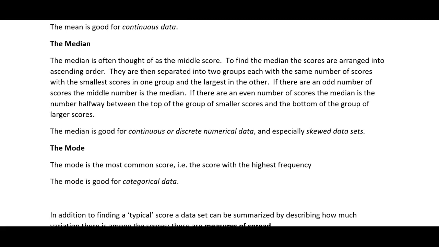We say it's the middle one, half are above this, half are below that. And finally, we have the mode. We don't use the mode a lot. It's the score with the highest frequency. It's good for categorical data.